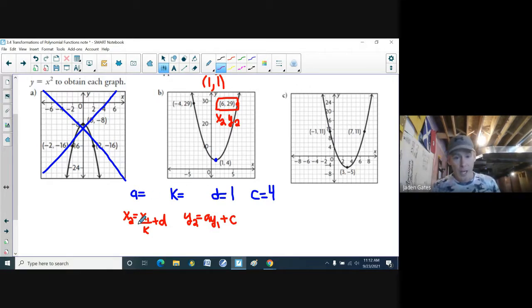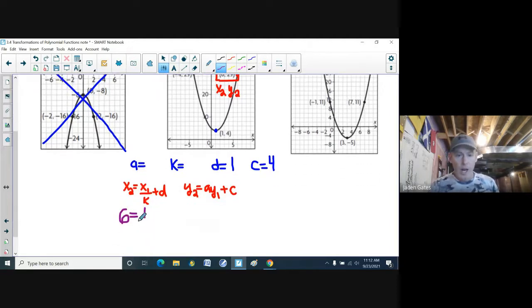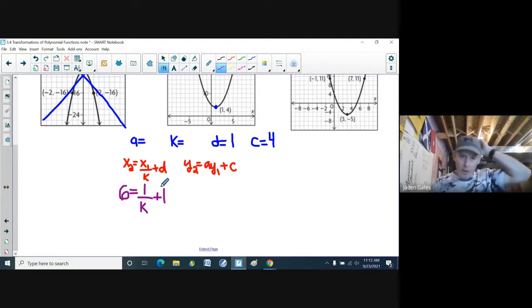All right, so it looks like I'm going to find the k first here. So the x2 is 6. The original point here was at 1, the original x-coordinate. I'm trying to find k here, and my d is plus 1. There we go. So now I've got to solve this equation. I'm going to move this plus 1 over to the other side, so it changes sides, changes signs. I'd get 6 minus 1. It's going to be 5 equals 1 over k.